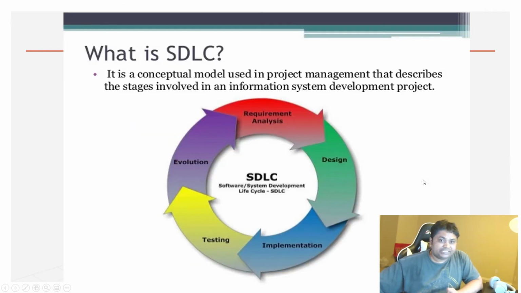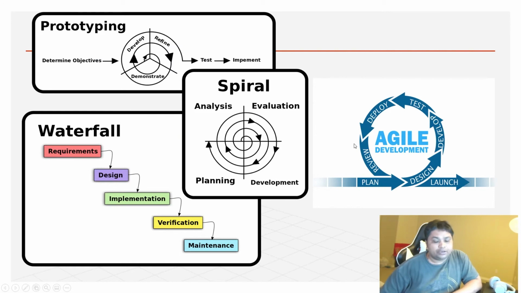So, as I told you, this is SDLC, the software development life cycle, and it is a conceptual model used in project management that describes the stages or processes involved in an information system development project. Right, when we develop a project, that is what it is. And there are different models altogether. When I started working, a typical one we were following was the waterfall model, I guess 12 or 13 years back, when I was working with a company over there.